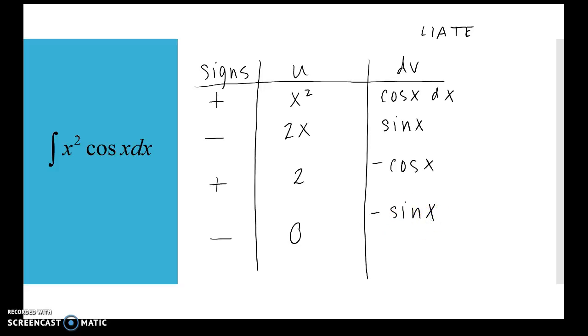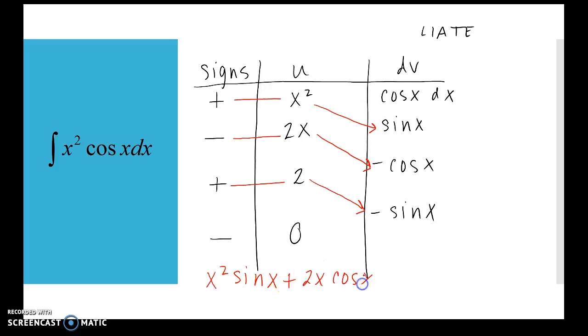Okay, so then the antiderivative is defined as, you pair the first sign with the first u, and then it gets paired with that value for dv. And I pair these, and I move down on dv, over, and here. So of course we won't put in the 0 at all. So then what's the antiderivative? Positive x squared times sine x, negative 2x times negative cosine of x, so plus 2x cosine x, positive 2 times negative sine x, so minus 2 sine x plus c. And we're done.